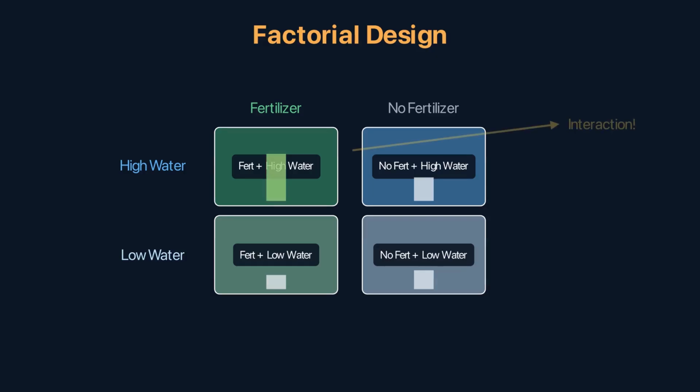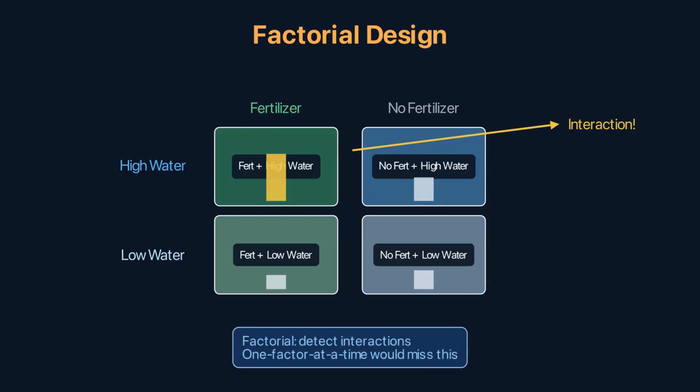Magic: you can detect interactions. Fertilizer only boosts growth when water is high. With one factor at a time, you'd miss this completely. In biology, factorial designs test drug combinations, gene knockdowns with treatments and dose response across cell lines.